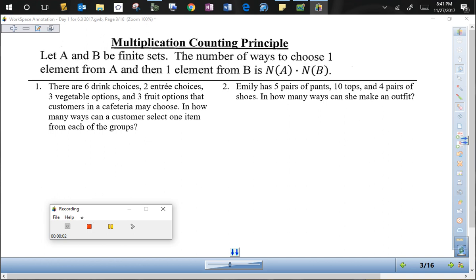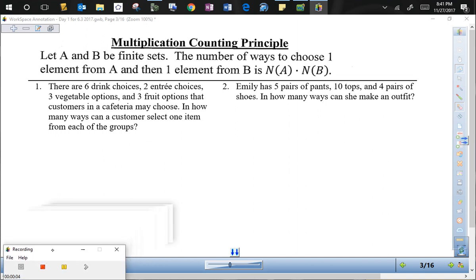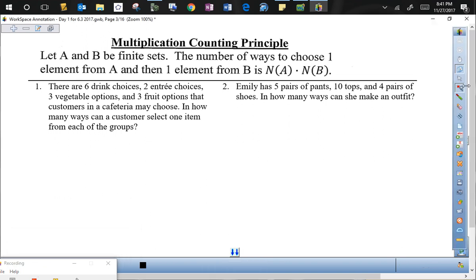Alright folks, today we're going to talk about the multiplication counting principle and independent events. Make sure you have out your green note card. It has some of these properties that we're going to talk about today. First one up is the multiplication counting principle. Multiplication is what we're working with this time, versus last time we were working with addition. Let's see the difference here.